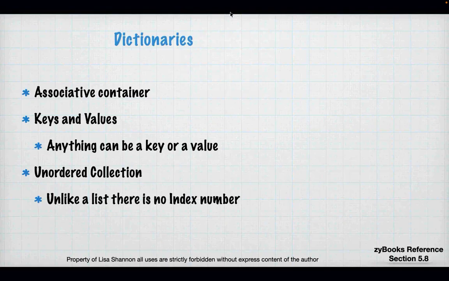Dictionaries are an unordered collection. They're unordered because they don't have an index. So even if we as humans perceive an order to them, because you've got the first entry and the second entry and the third entry, there is no guarantee of order from Python.